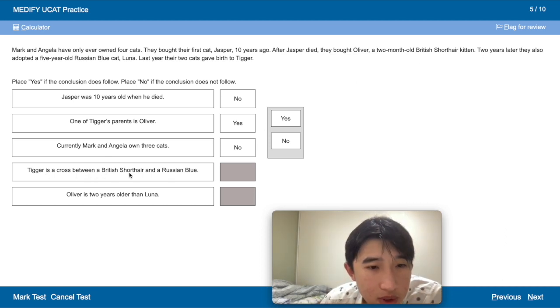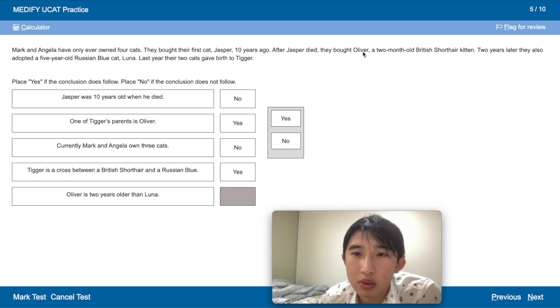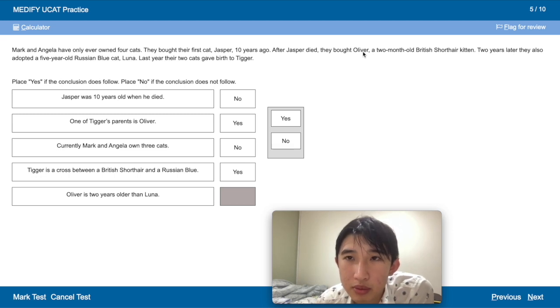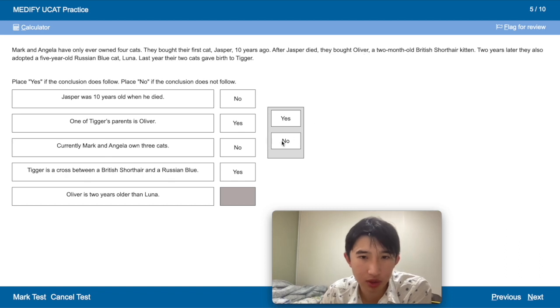Tiger is a cross between British Shorthair and Russian Blue. Yes, Oliver is 2 years old. Luna. So 2 years. Two months. It's actually 2.10, so no.